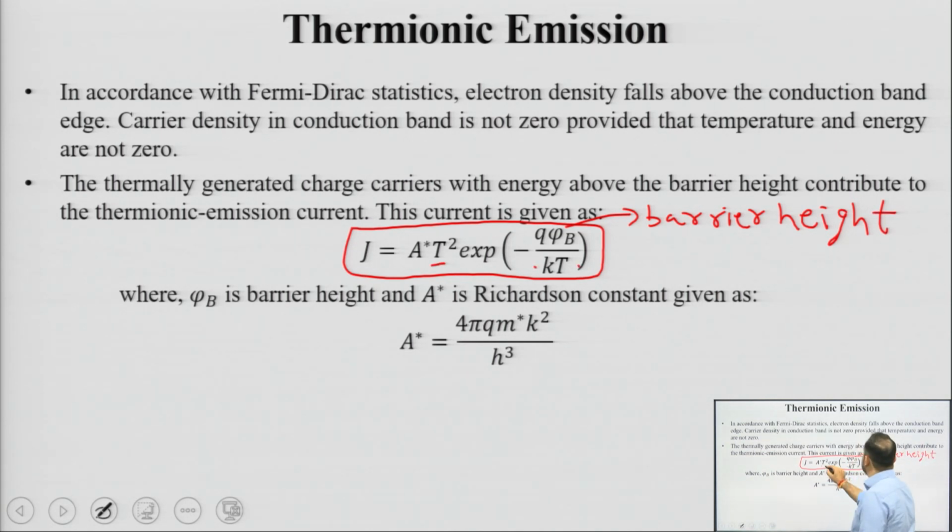Temperature, Boltzmann constant, and another constant A star, which is known as the Richardson constant. This is also dependent upon the Boltzmann constant, Planck's constant, effective mass and charge. So, this sort of tweaks the actual current density equation.